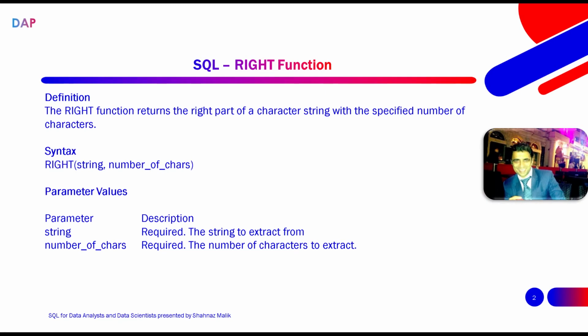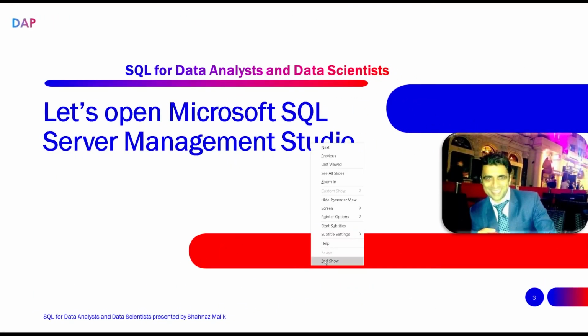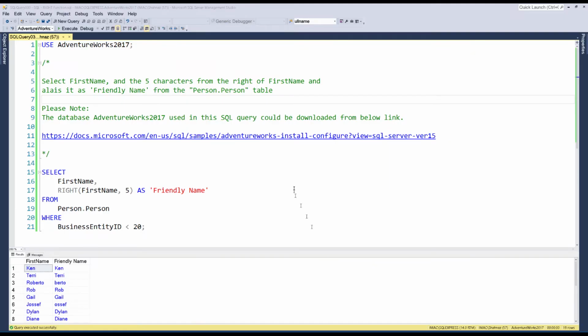And just remember that the RIGHT function returns the right part of a character string with the specified number of characters. The syntax is simply RIGHT, and you give the string, wherever that string is, and then a comma and the number of characters to be extracted. Of course, it's going to extract from the right. The string parameter is required and the number of characters is also required. And now let's check this quickly in our SQL Server Management Studio.